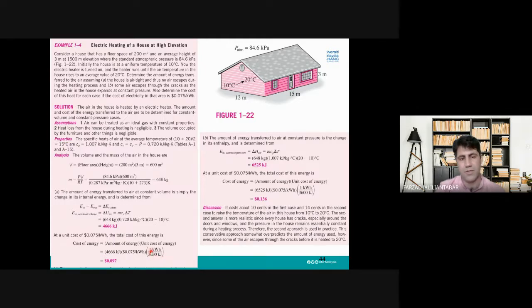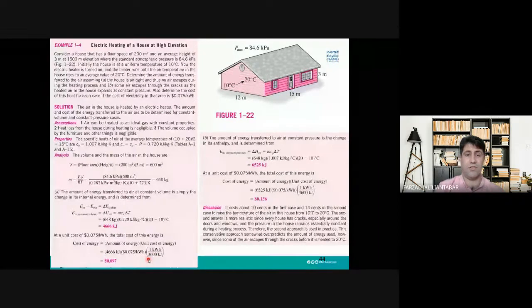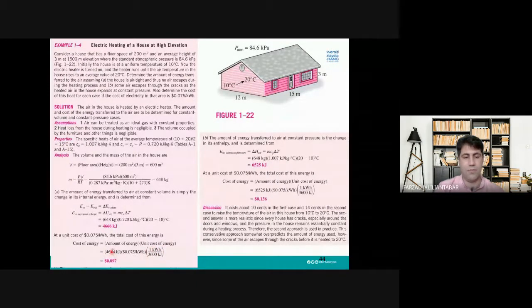1 kilowatt hour is equal to 3,600 kilojoule. Then by this unit conversion ratio, if we put in the amount of energy and the unit cost of the energy, we can calculate the cost of energy in this case, which is $0.097. How about part B?